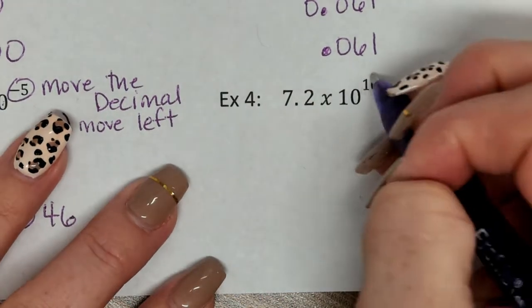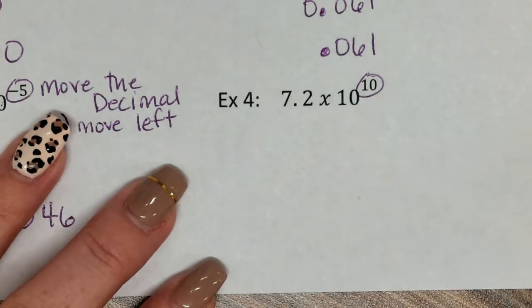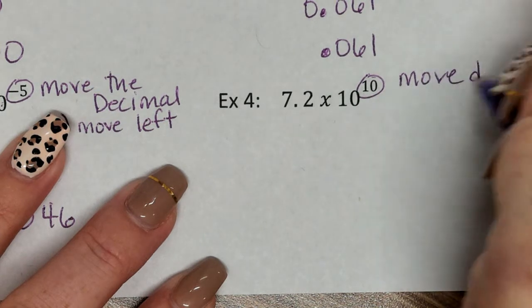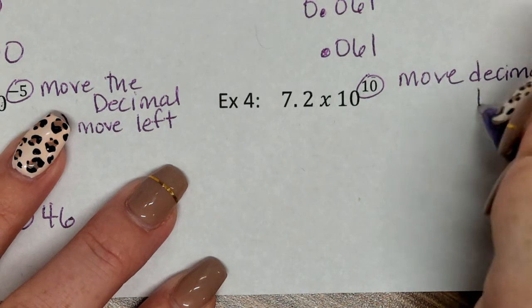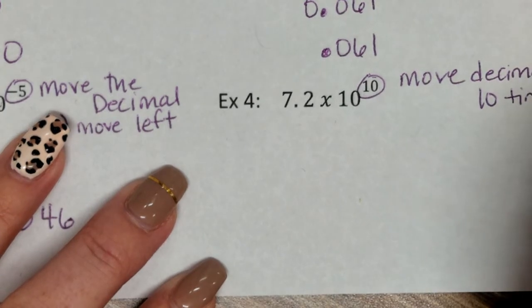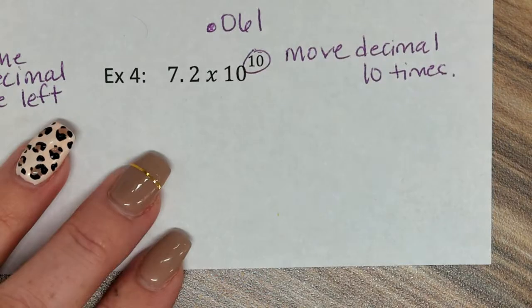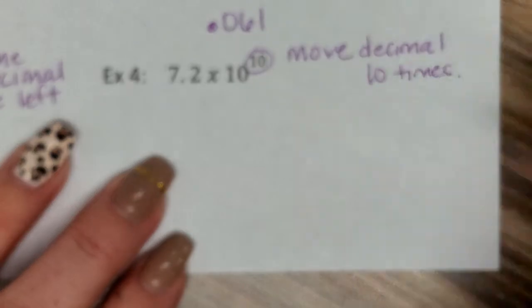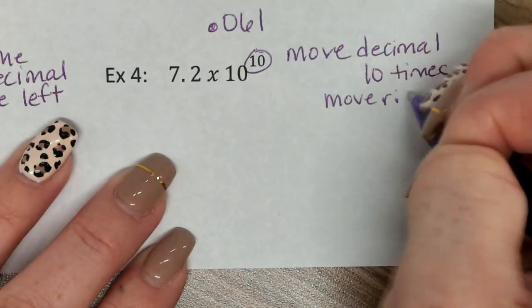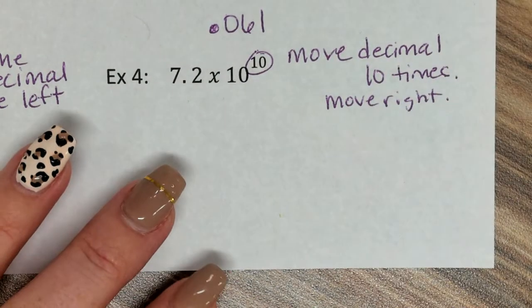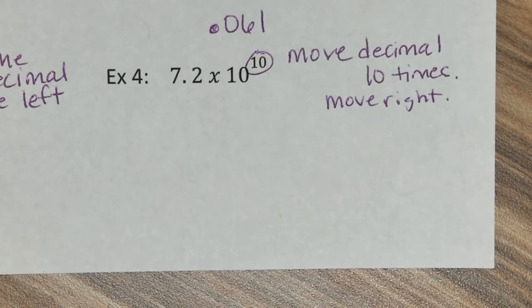Who can tell me how many times would I move the decimal? So I move the decimal 10 times. Since it's a positive exponent, would I move it to the right or to the left? Right. Move right. Do you have to do this by hand? No. Only if the calculator doesn't give it to you. So I'm going to just see if it'll give it to me.